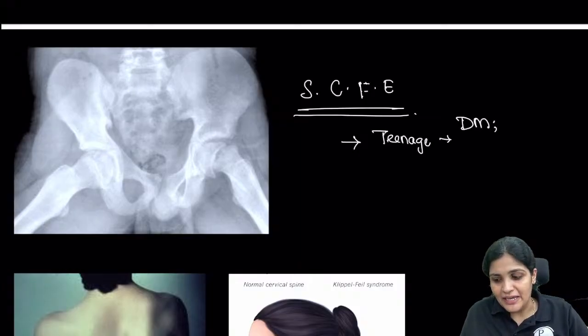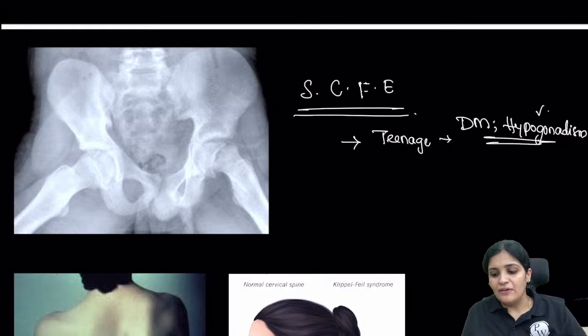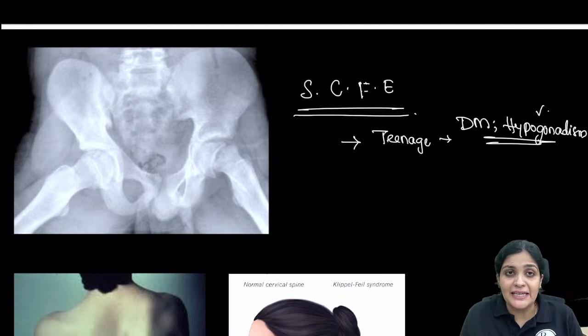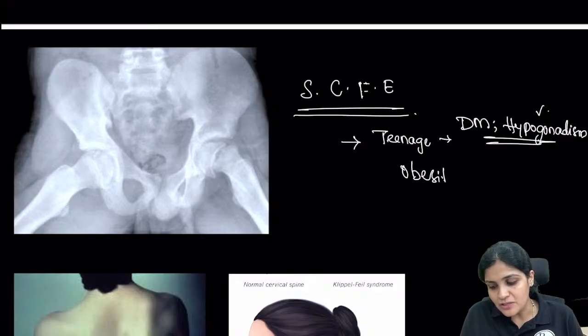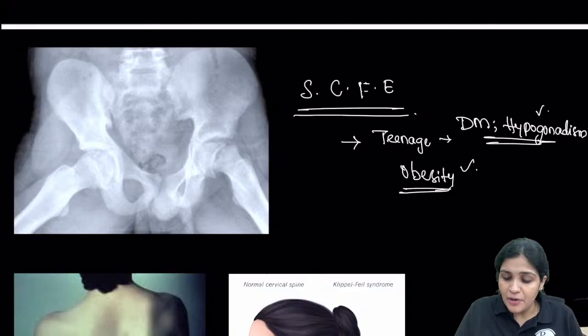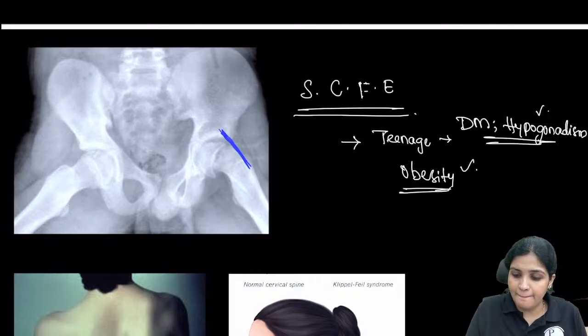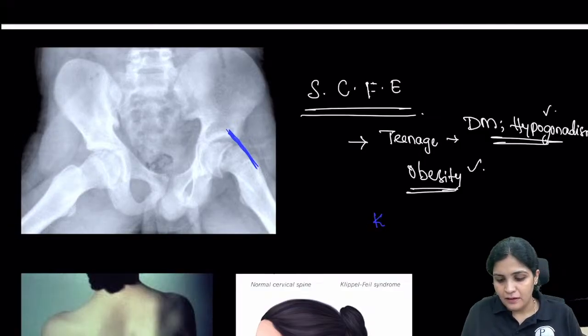Other associations are endocrinopathies, that is diabetes mellitus, hypogonadism. So you have to remember, other endocrinopathies in teenagers who are obese. Obesity is one of the important factors. Okay, so what is the importance of this? You see, what is this? This is called the what line?